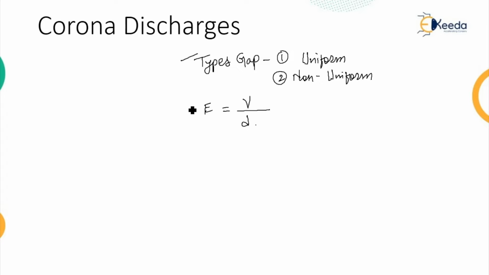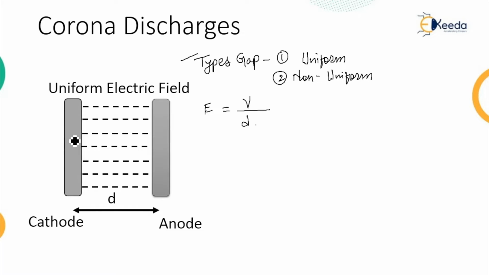So let us start with the first type, that is the uniform field gap. You can see in this figure there are two electrodes separated by a distance d. One is referred to as the cathode, another is referred to as the anode. We can call this a uniform electric field because the electric field which is present in between the gap of electrodes is the same throughout its structure. So this kind of gap is called a uniform electric field gap. In this case, under lower voltage, it is quite impossible to get the corona discharge. But as the voltage increases, we reach the breakdown voltage, and the formation of corona takes place. And this corona formation is nothing but the post breakdown effect.